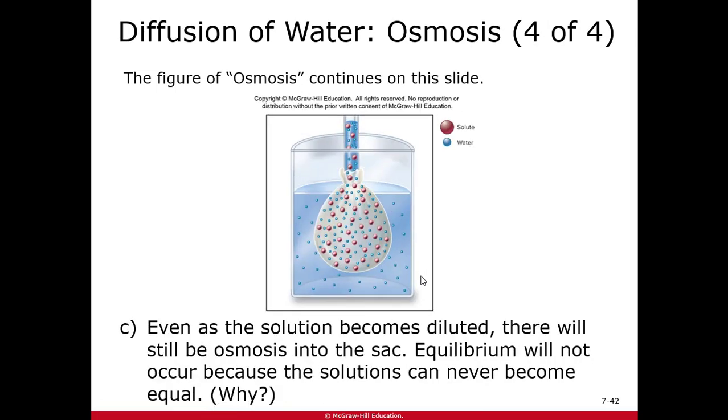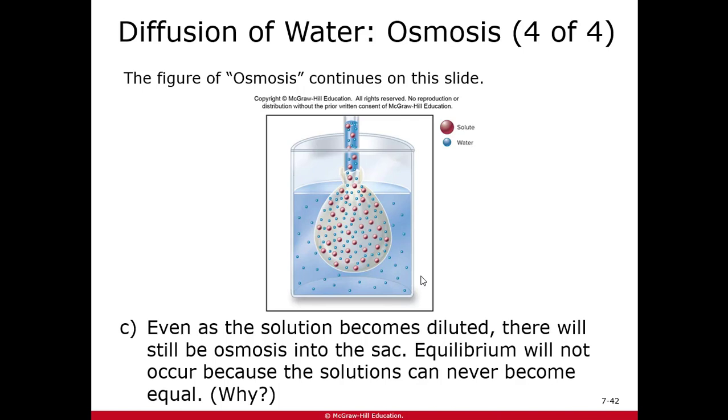Even as the solution becomes diluted, there will still be osmosis into the sac, meaning water's still going to want to go into that little sac there. It says equilibrium will not occur because the solutions can never become equal. Why? Well, the main reason is everything is always moving. Every chemical, every molecule is always in motion. And so as one thing leaves the sac, one thing moves in one direction or the other, everything then becomes unbalanced. So as stuff is always moving, it's always becoming unbalanced and then trying to balance itself back out.